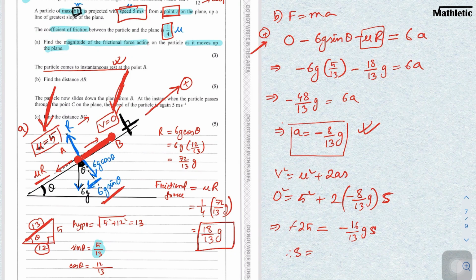So we can cancel out the negative sign, and substituting the value of g and subjecting s will give us the value for the distance, which is 2.07.